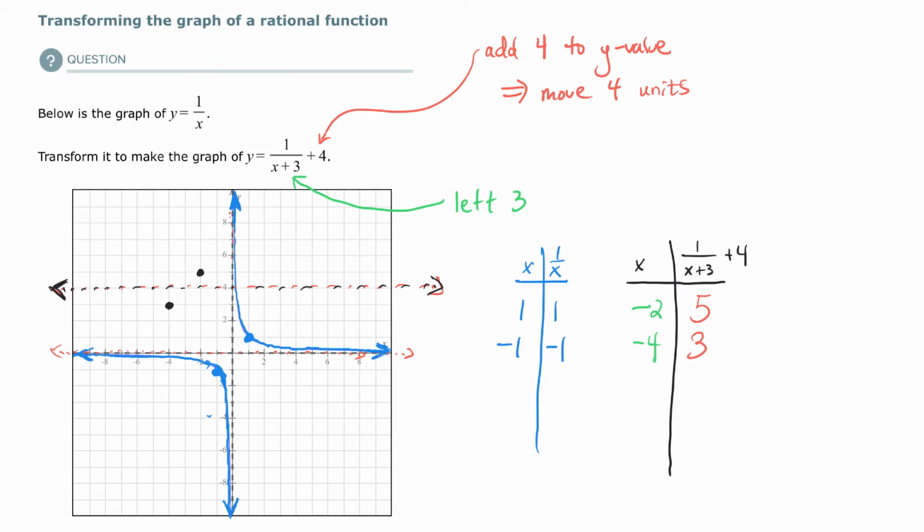We've got to draw the vertical asymptote from the original graph. And we've got to move that one which way? Well, it says to move it 3 units to the left. So if I move it 3 units to the left, I have a vertical asymptote here.